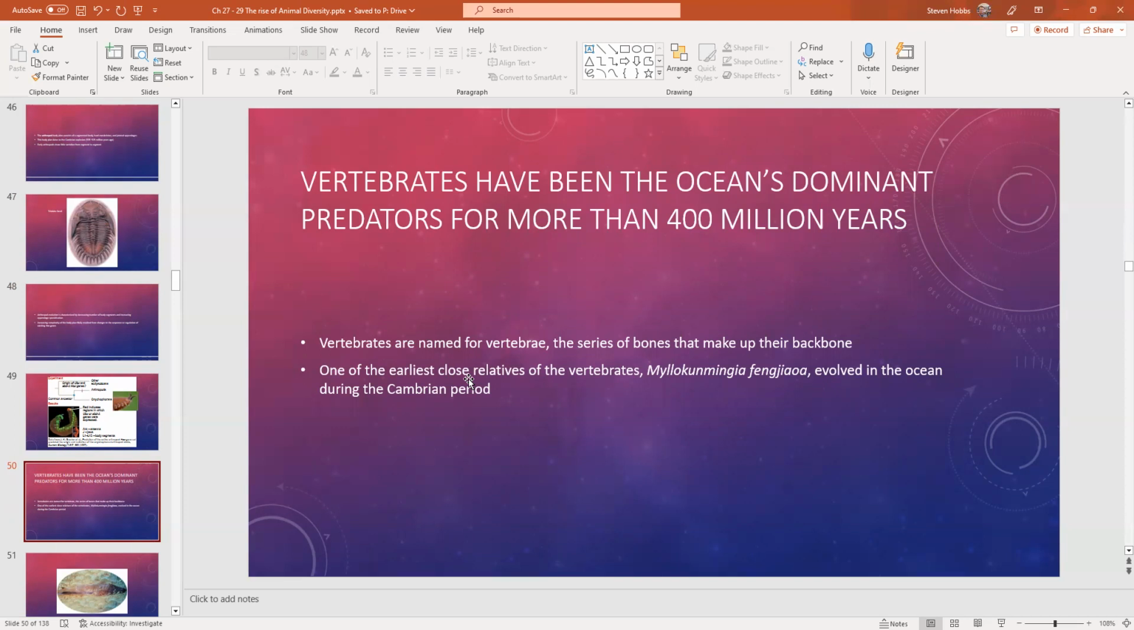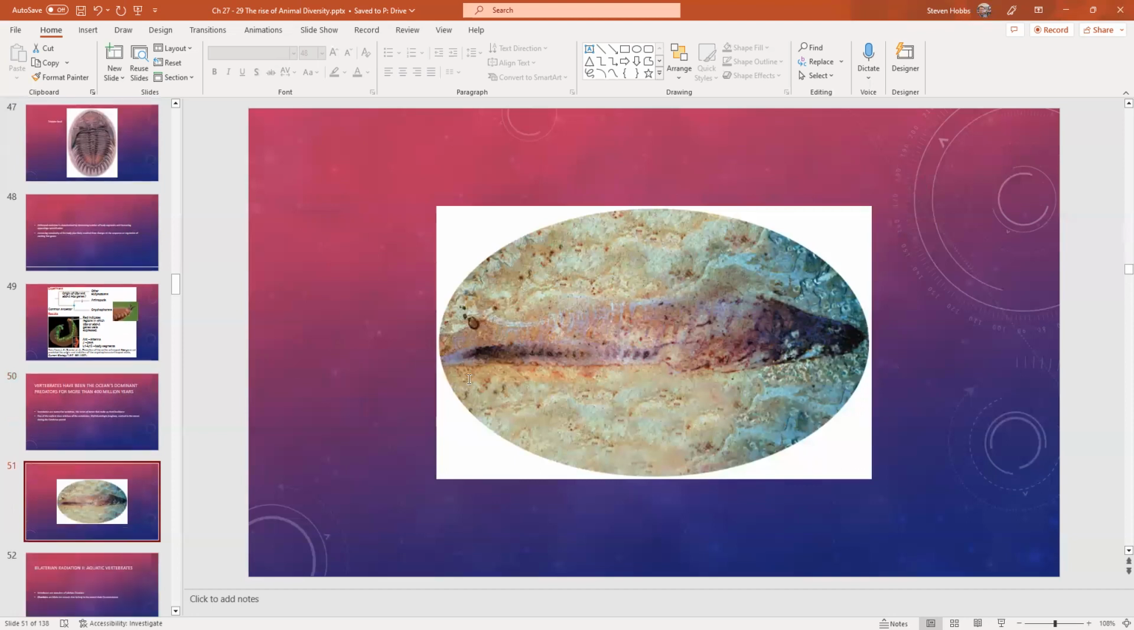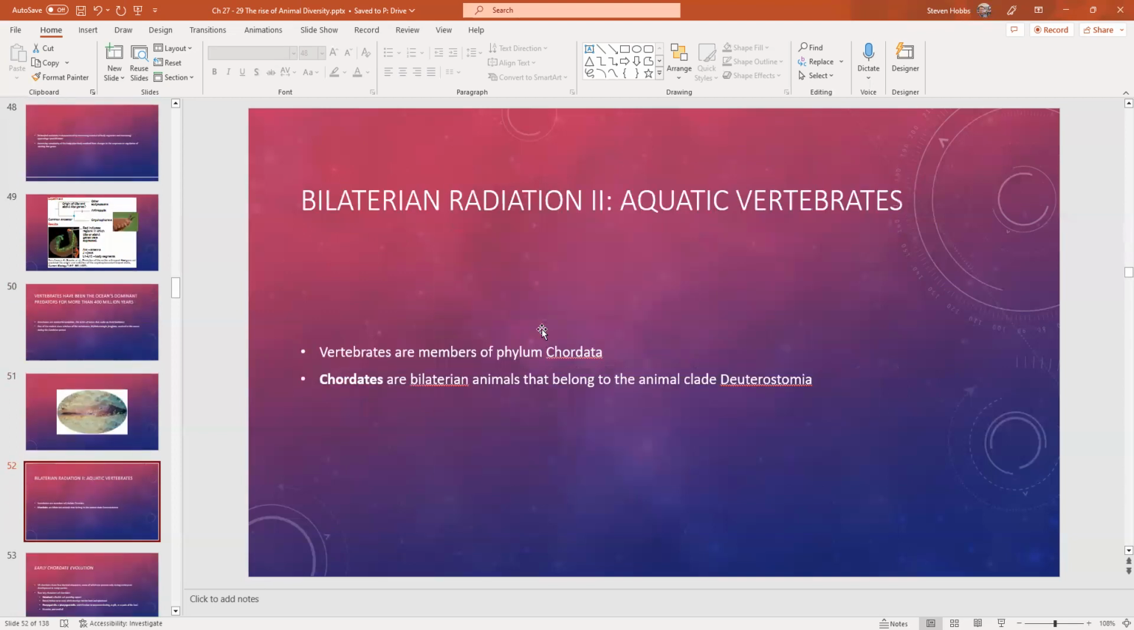That's a series of bones that make up their backbone, as well as their notochord, and I'll talk about notochords later. But one of the earliest close relatives of the vertebrates evolved in the ocean during the Cambrian period. So we've been around a long time. Head region, tail region, and vertebrae. Vertebrates are members of the phylum Chordata. Chordates are bilaterian animals. They belong in the animal clade Deuterostomia. I mentioned that earlier.